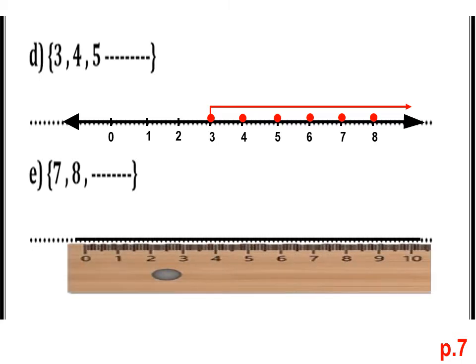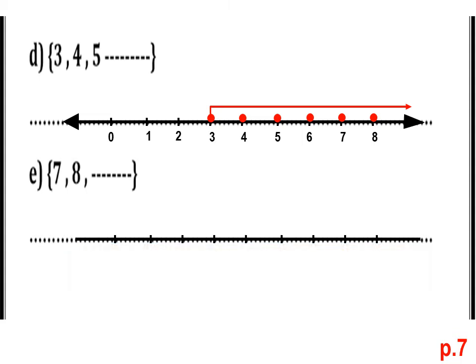So first draw my number line like this. Here our dashes. And now arrow, 0, 1, 2, 3, 4, 5, 6, 7, 8 and arrow. Which points are we going to take? 7 and 8. So circle on 7 and circle on 8.